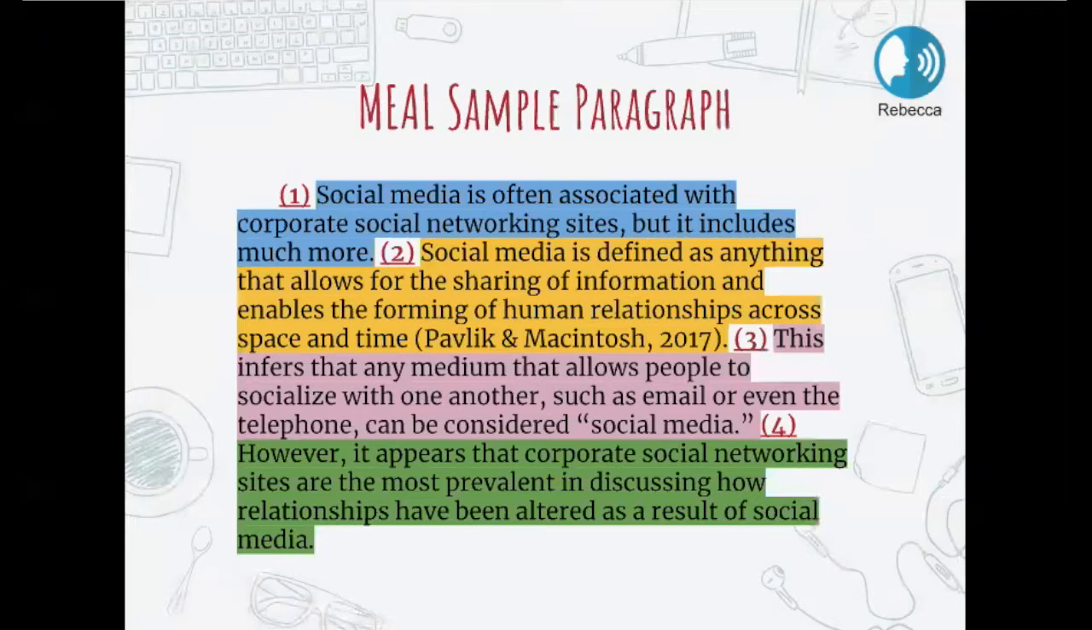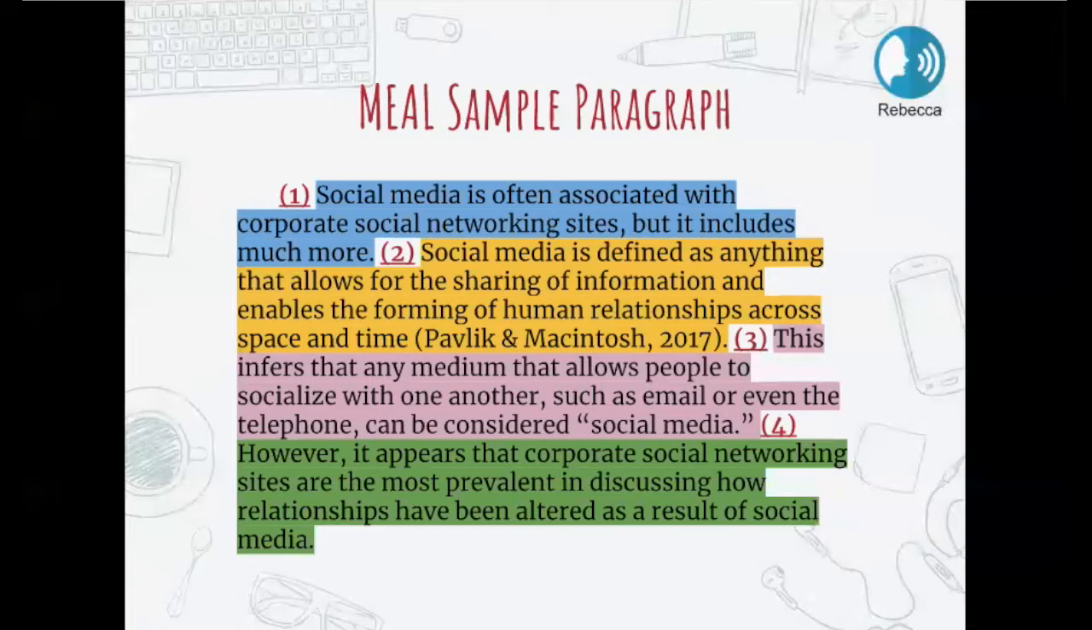So in this section, we've color coded it for you. The first sentence is the main idea, M, right? Social media is often associated with corporate social networking sites, but it includes much more. So that is the main idea. The second point is the example, right?